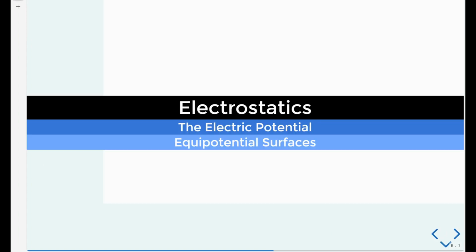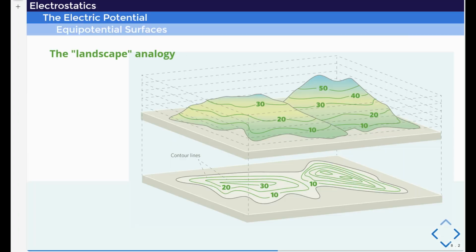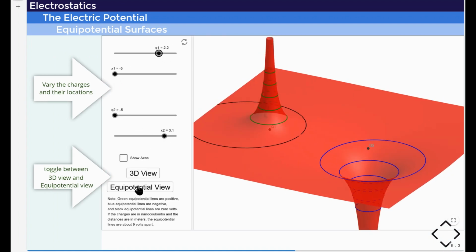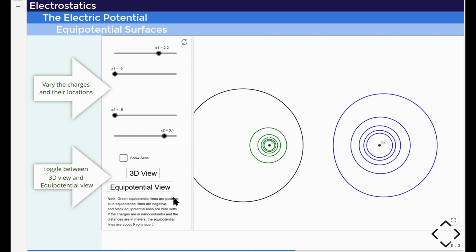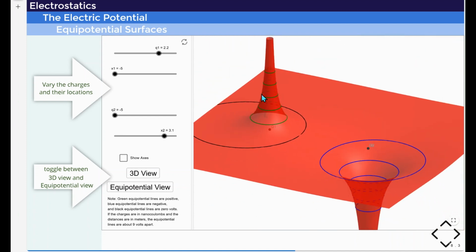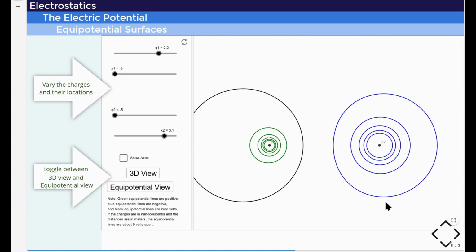Another way of representing things is through something called an equipotential surface. It uses an analogy to topology. Instead of representing things in three dimensions, I can project it down onto the plane and talk about contour lines, which are lines that represent heights, putting together all the points that have the same height. And for electric potential, it would look something like this. So I can play with how big the charges are, and I can look at the electric potential view, and I see the equipotential view, and I can see all of these lines, and each one of these lines indicates that all of these points have the same potential. That's called an equipotential view.